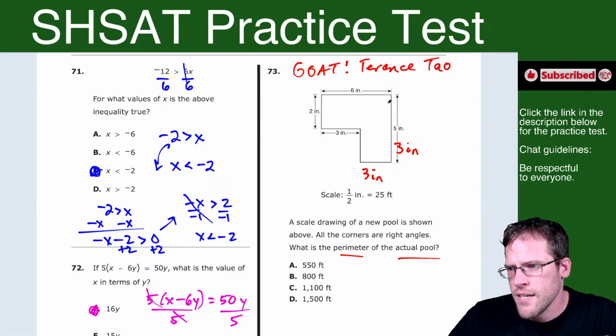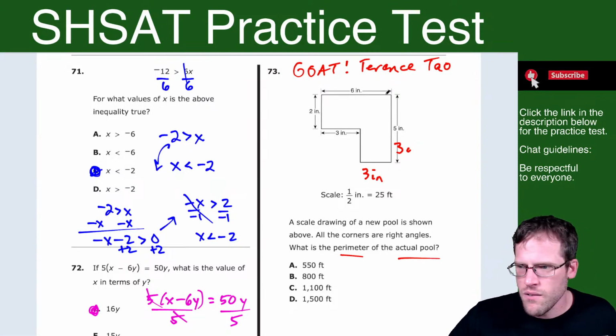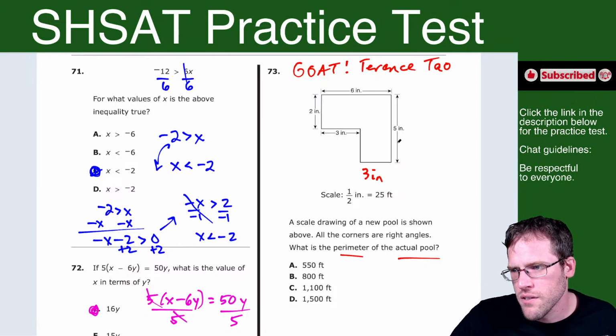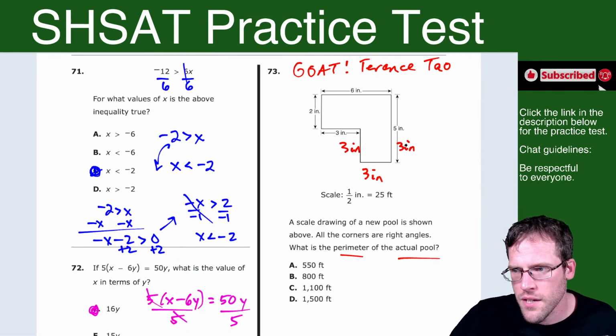All right, and did I even need to find that? Why did I find that? Oh, you know why I found that? Because if this is 3 inches, then this piece here is 3 inches, because these are all right angles. Okay, so that just helps us find the stuff that we need.